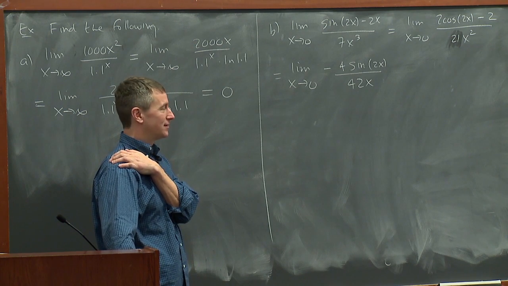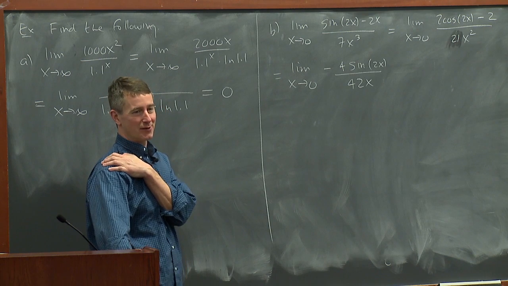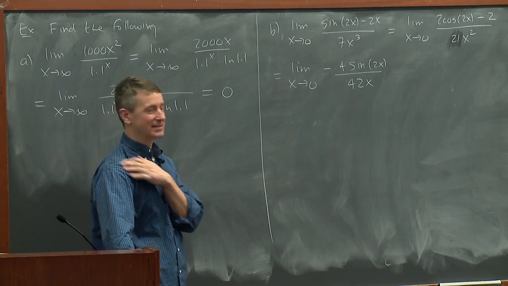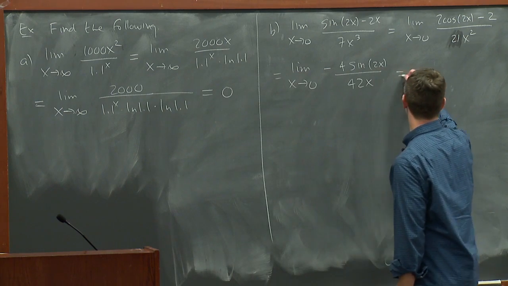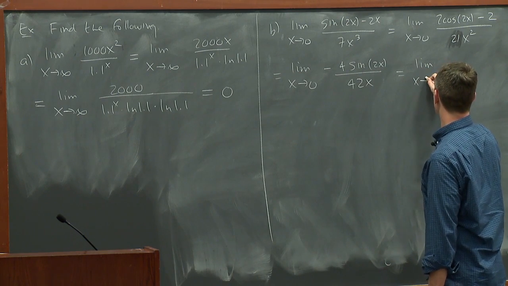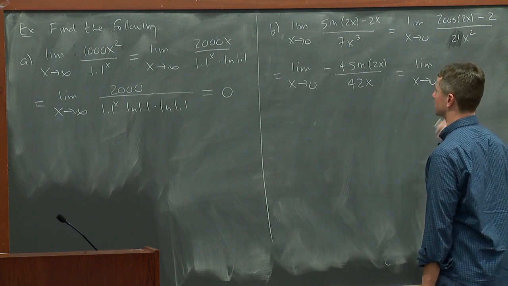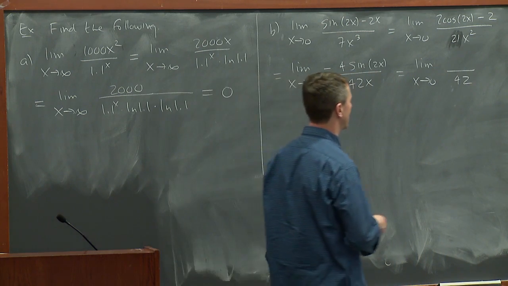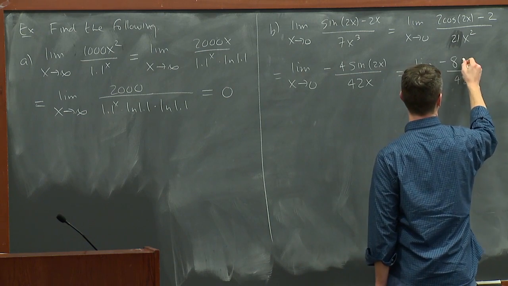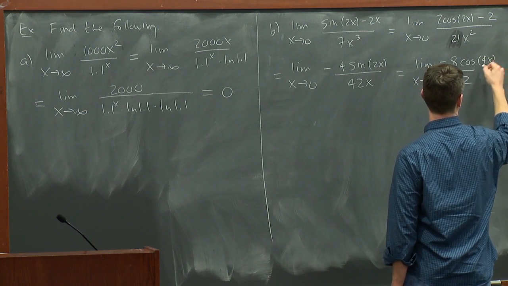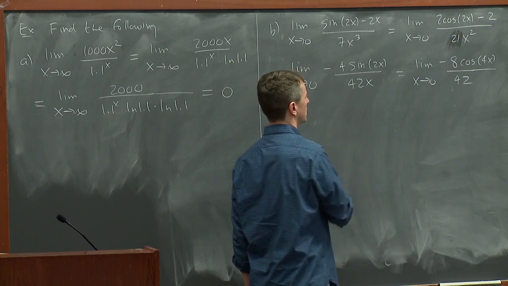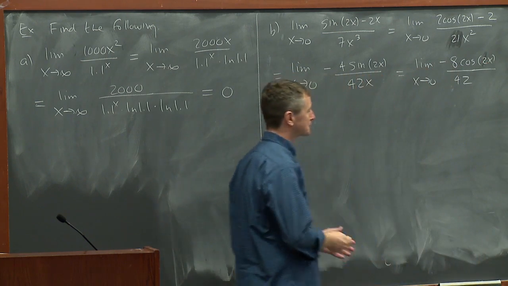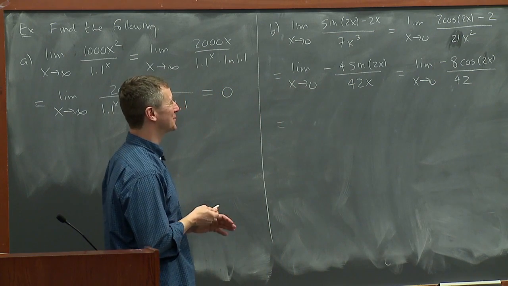So the top is going towards 0. And the bottom is also going towards 0. Should we give up, or do you see hope? I see hope, right? Because what's the derivative of the bottom going to be now? 42. So we're done, right? There's no more chance of L'Hopital's rule. And if we apply the chain rule one more time on the top, we'll now get negative what? Negative 8 cosine of 2x. So the top is going towards what now?